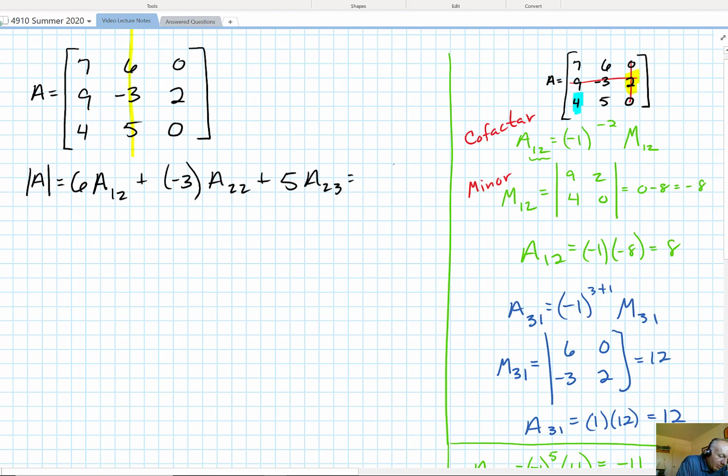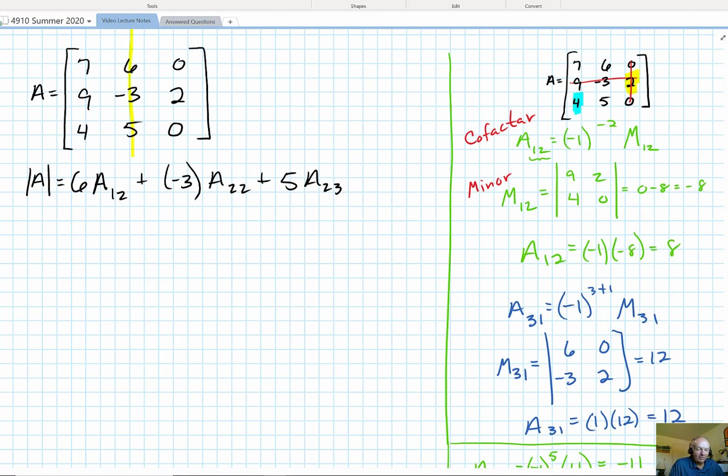And that is the determinant. It's called the cofactor expansion. You're just taking each entry of a row or column times its cofactor, adding them together, and you get the determinant. So let's do that real quick. We need to find 3 cofactors.